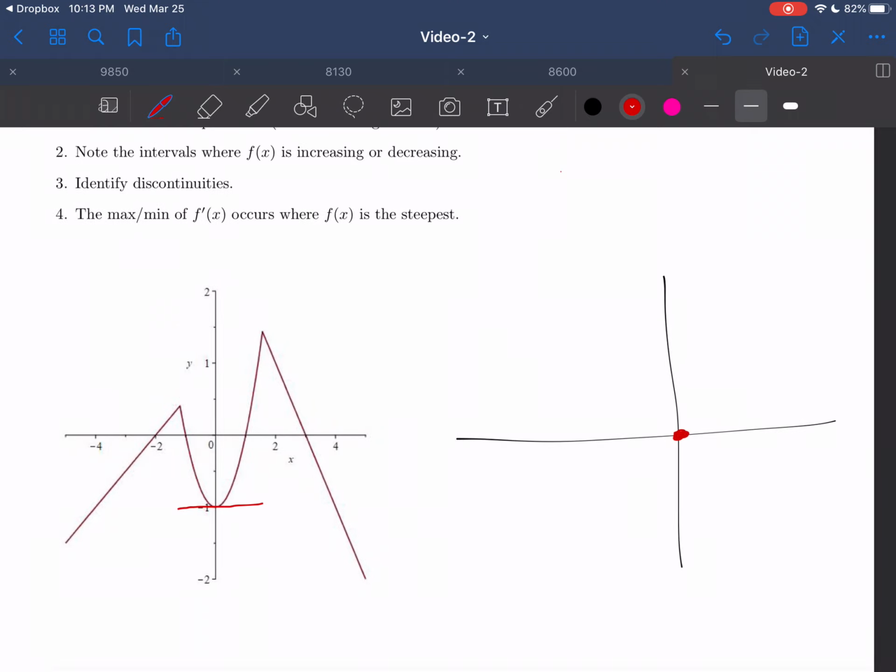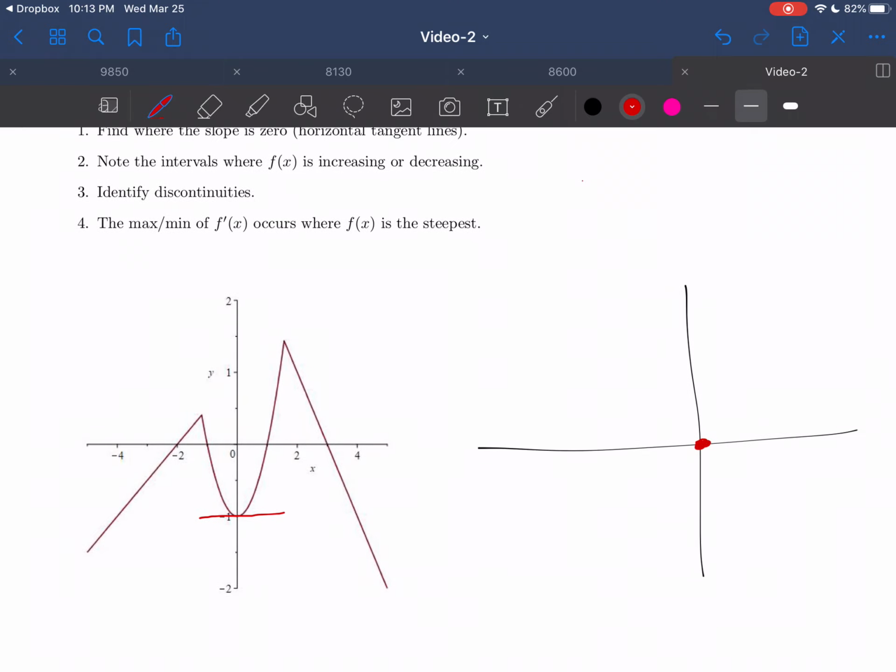All right, so then our next step is going to be to note intervals where f of x is increasing or decreasing. So we know that from, I think that's a -5, -5 to, we will call that 1.5. I should have labeled that better.